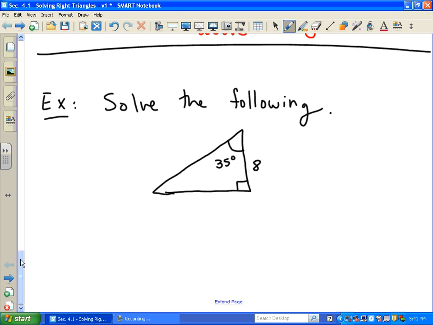Usually what I like to do here is label my angles. I will always label my right angle as a capital C. The other two angles, I don't really care what we call those. I'll call this one down here A. I'll call the one up top that we've been given B.